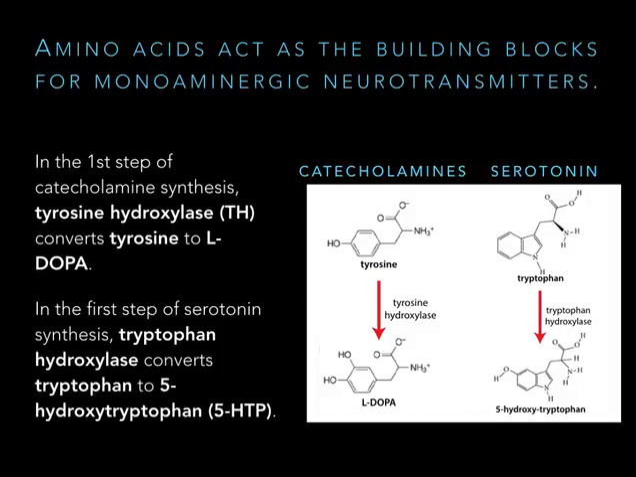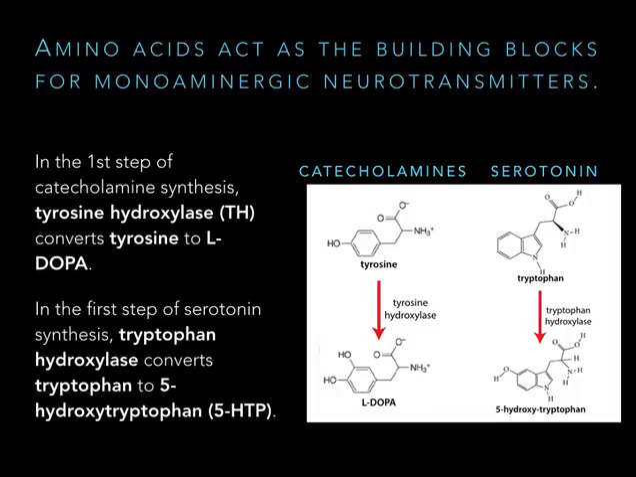The enzyme tyrosine hydroxylase will modify tyrosine to create L-DOPA. It's going to do so by adding a hydroxyl group onto tyrosine. Tryptophan will be modified by tryptophan hydroxylase. Again, we're adding a hydroxyl group onto tryptophan to make 5-hydroxytryptophan.